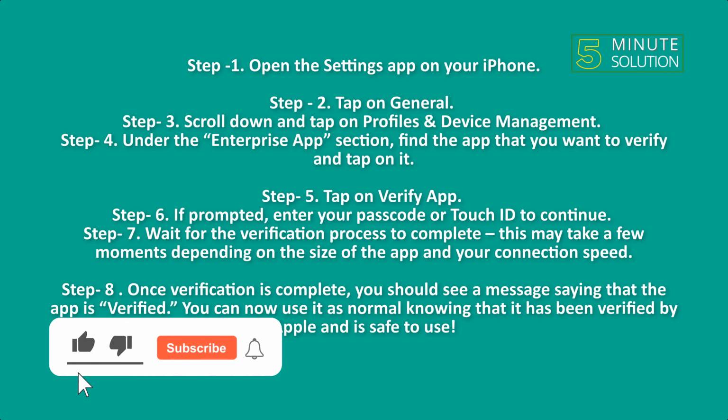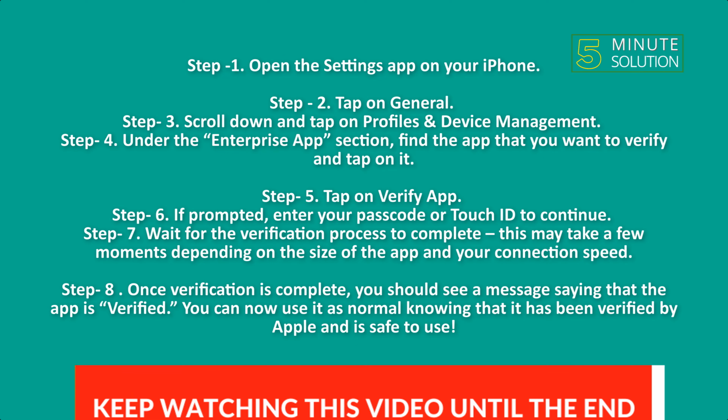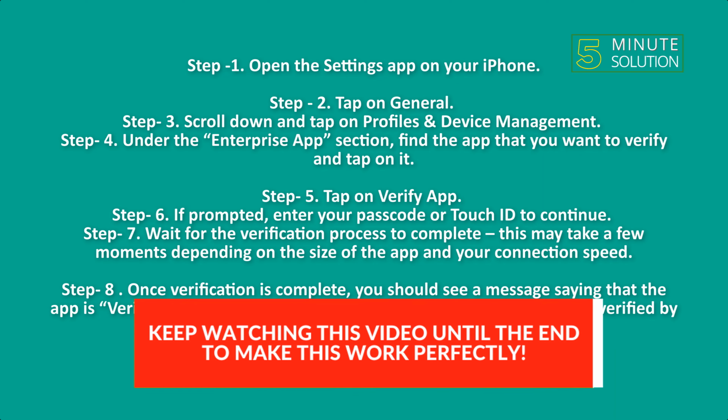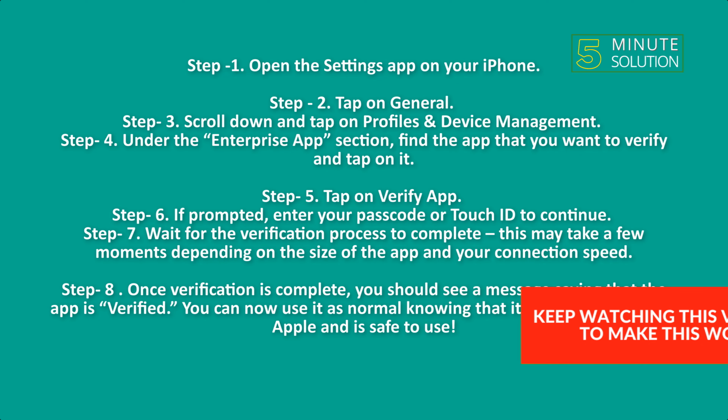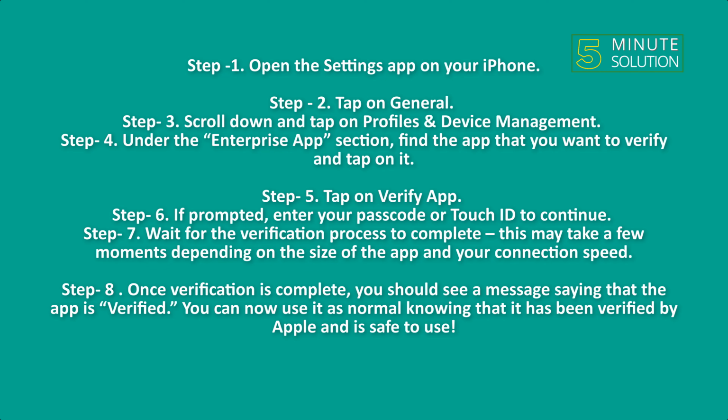Step 1. Open the Settings app on your iPhone. Step 2. Tap on General. Step 3. Scroll down and tap on Profiles and Device Management. Step 4. Under the Enterprise App section, find the app that you want to verify and tap on it.